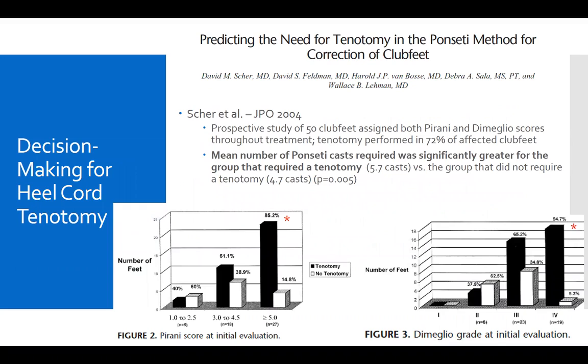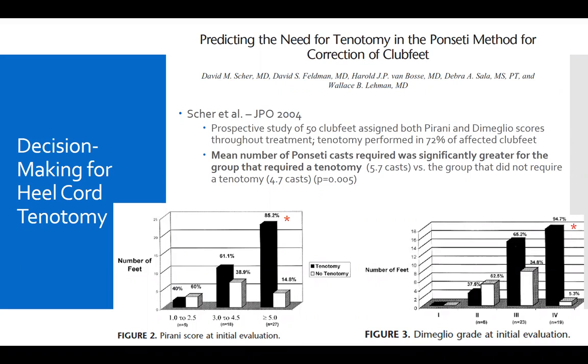So one of the earlier articles that I found, by Dr. Sher's group, was published in 2004 in JPO and actually looked at the need to predict the need for tenotomy at the initiation of treatment for our children. It was a prospective study of about 50 clubfeet in 35 patients who were assigned both the Pirani and Dimeglio scores throughout their treatment. And tenotomy was actually performed in about 72% of these children, especially if they weren't able to dorsiflex their ankle to 15 degrees above neutral.